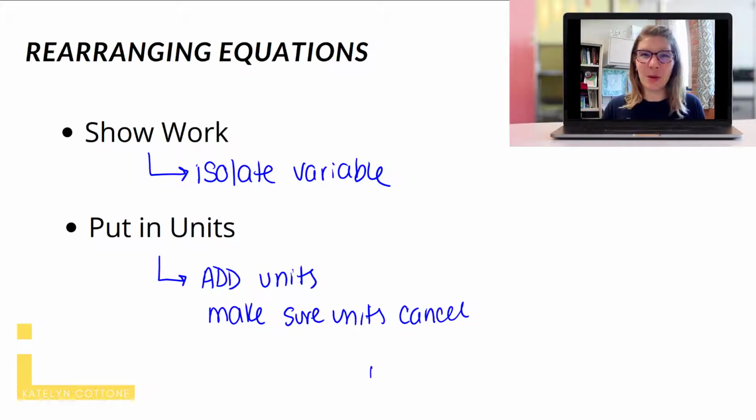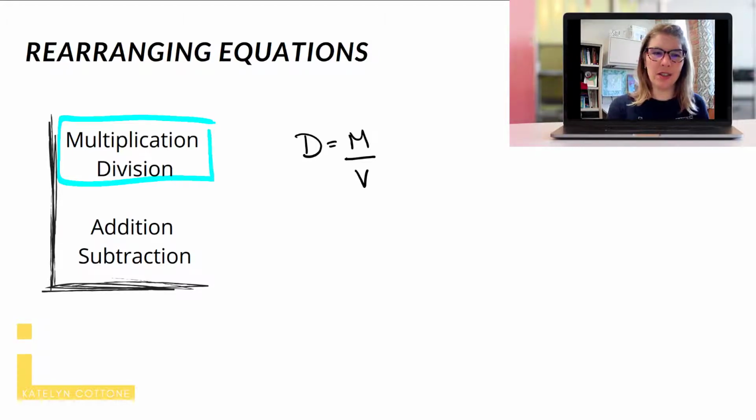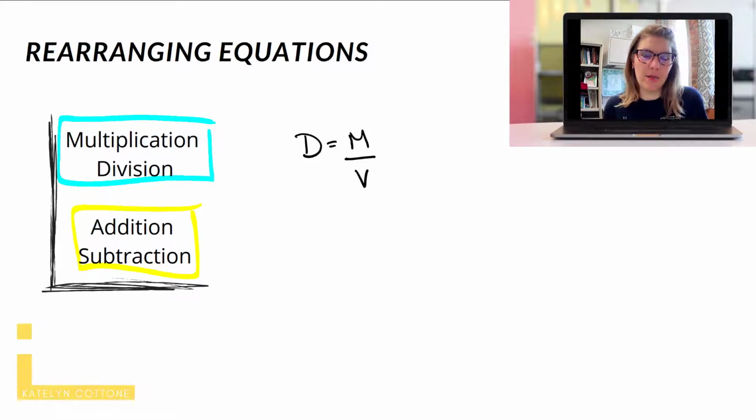Okay, let's go through our first example. In this example, I have the density equation. Density equals mass over volume. So D is density, M is mass, V is volume. The first thing that I want to point out is that multiplication and division are like partners, and addition and subtraction are like partners. They go together. So in this case, your mass is being divided by volume.